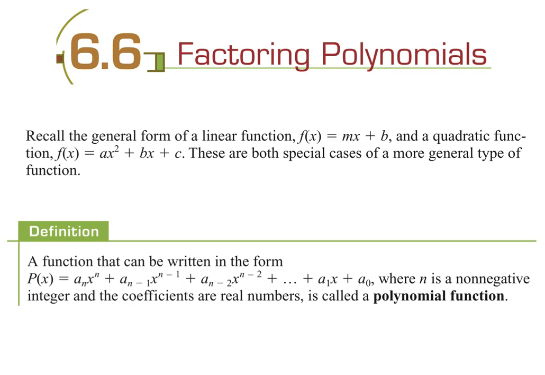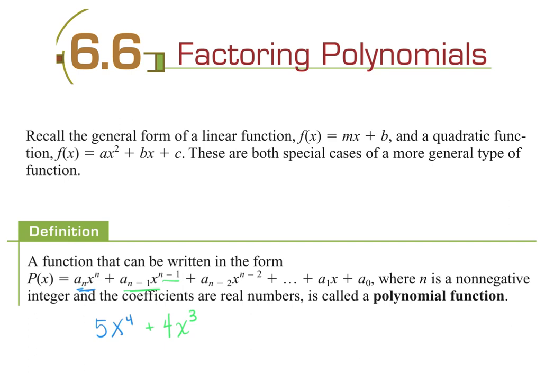a sub n times x to the n just means your first coefficient and your highest degree. Let's say that's 5x to the fourth. 5 would be my a sub n, x to the n, that's x to the fourth. So a standard polynomial starts at your highest degree and just goes down from there, which is why this next one says a sub n minus 1 and x to the n minus 1. Whatever my coefficient is, that's my next coefficient, and my next exponent should be lower than my first one.